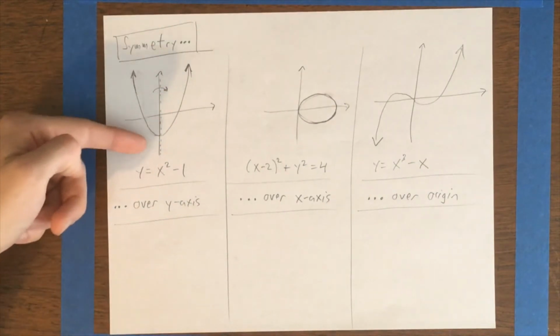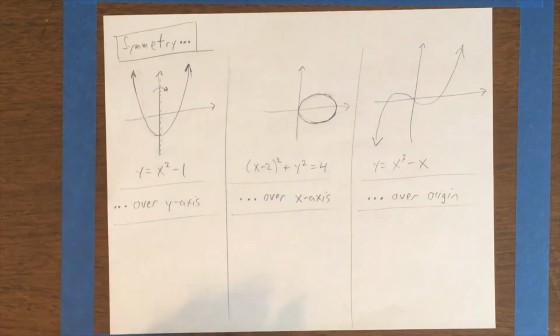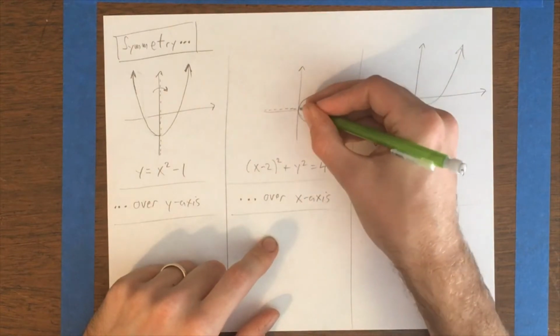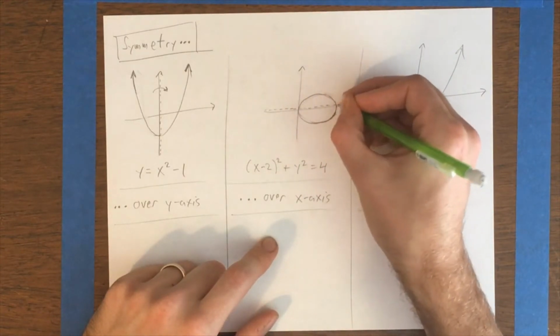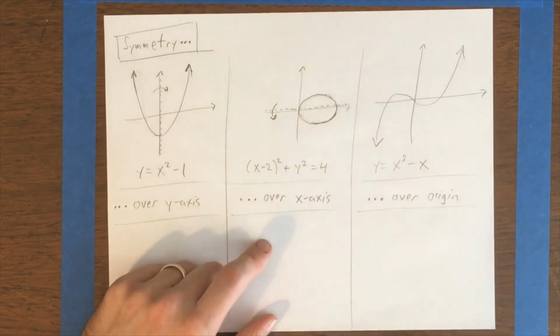So this graph here, which is the graph of y equals x squared minus 1, exhibits that symmetry over the y-axis. This one here, this oval or ellipse graph, if you reflect it over the x-axis, it will look exactly the same. So that's symmetry over the x-axis.